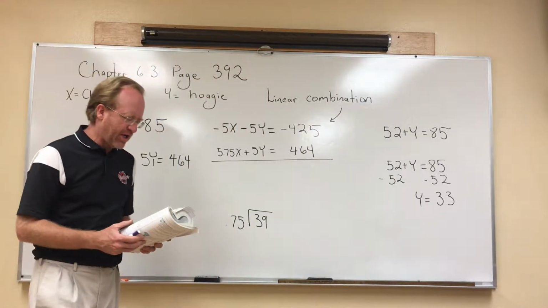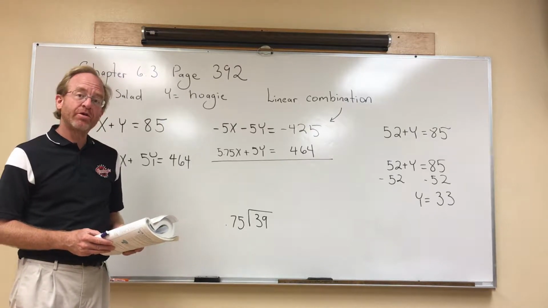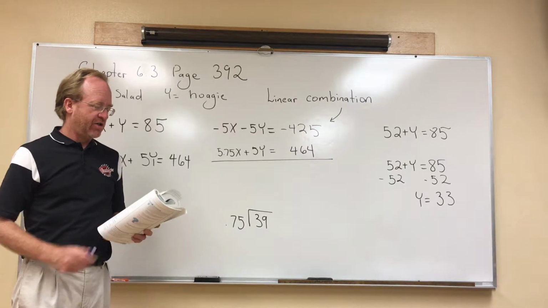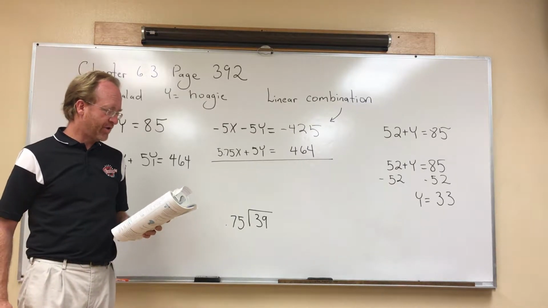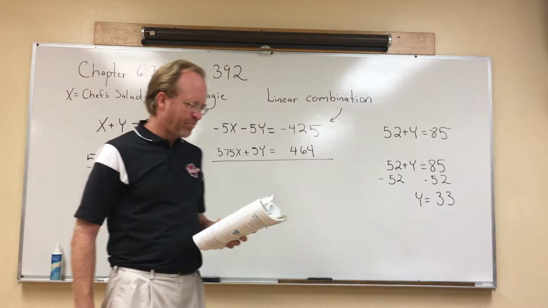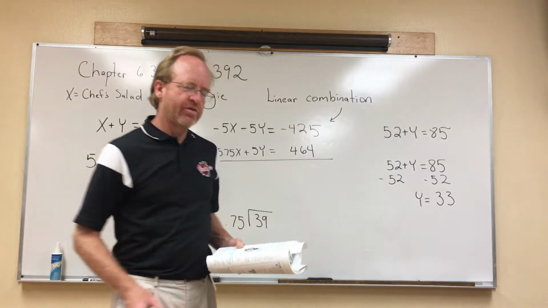She changes her menu daily. Yesterday, she offered chef salad for $5.75 or a hoagie sandwich for $5. She sold 85 lunches and she totaled $464. Figure out how many chef salads and how many hoagies she sold. Now, the easy way to do this would be to ask her. However, we're going to do things the hard way.